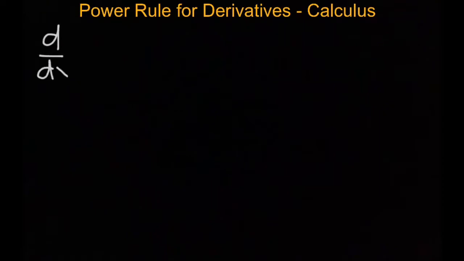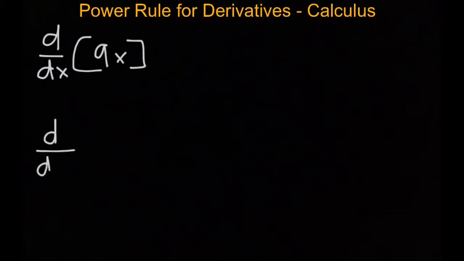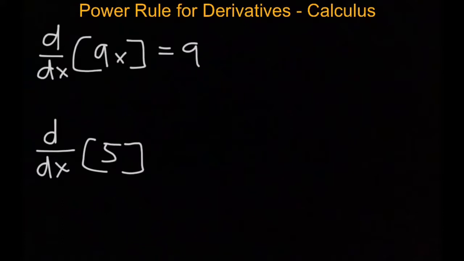Let's say we want to differentiate 9x and we want to differentiate something like 5. So let's do the first question. What's the derivative of 9x? So our simple answer here is just 9.